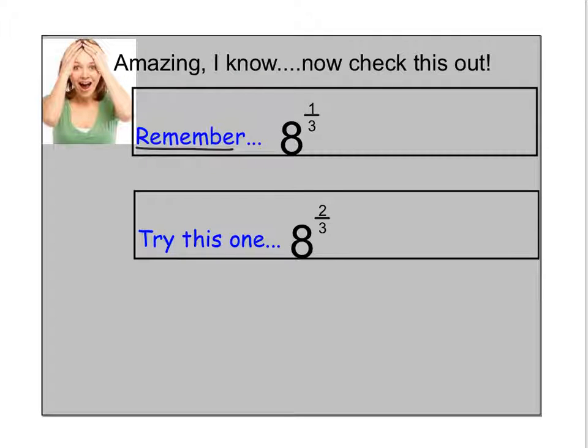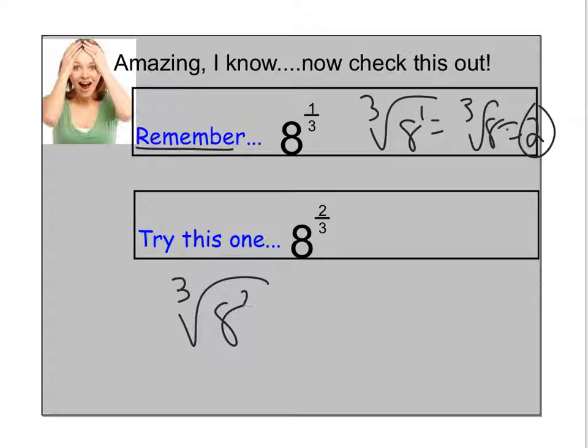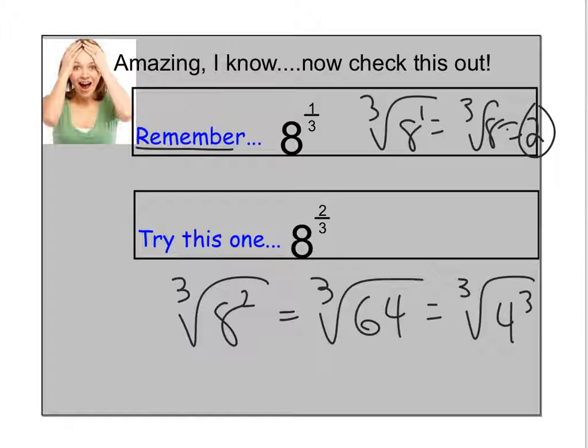If I look at 8 to the 1/3, remember that's the third root of 8 to the first power, or the third root of 8, which is 2. If I look at this one, this is going to be the third root of 8 squared, better known as the third root of 64. The third root of 64 is going to be 4, because 64 is 4 to the third power. So there's my answer right there.